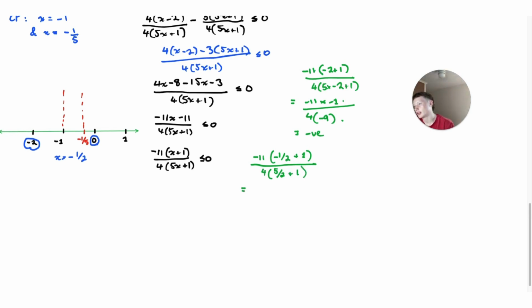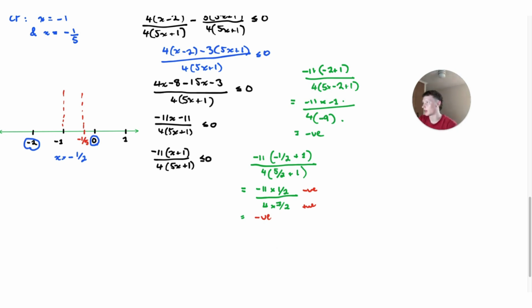And that's going to equal 11 times 1/2 over 4 times, that's going to be 7 on 2. So we're going to get a negative on the top and then a positive on the bottom. So it's going to be a negative solution overall.